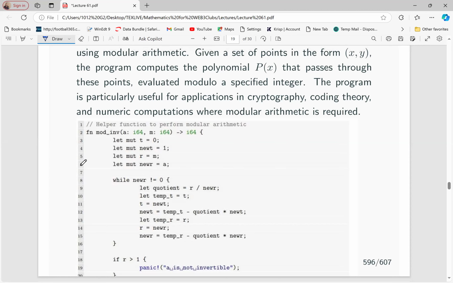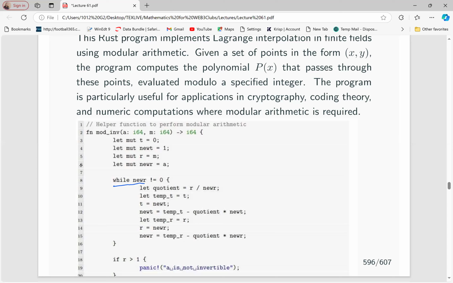It says, while the new remainder is not equal to 0, you enter a loop. When you enter that loop, you let the quotient be the remainder divided by the new remainder. Then you let the inverse be temporary, and you let it be t.